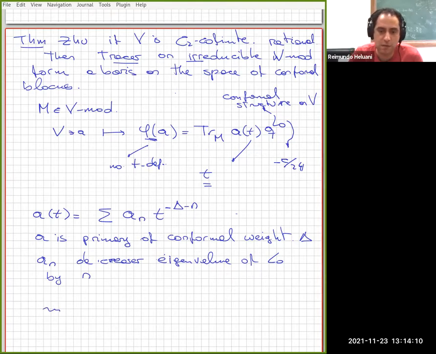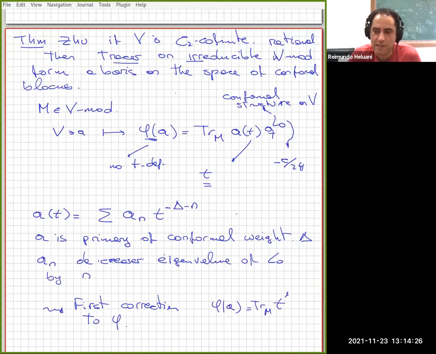So the first correction to phi is that you will want to use something like a trace on M of t to the delta A of t q to the L_0. Once you do this, then you kill this minus delta that is here. The only thing that survives is A_0. That is the only thing that contributes to the trace. And then this thing has a chance, at least, of being a linear functional.